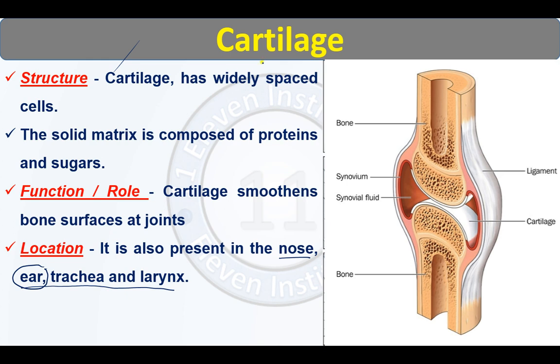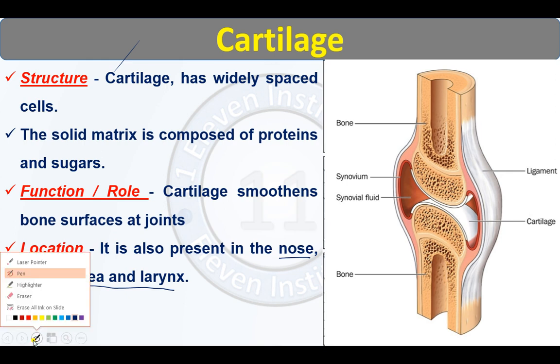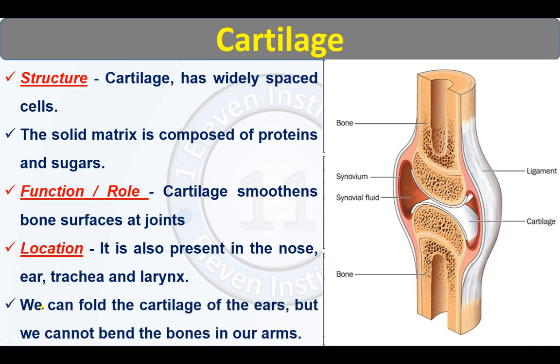Right, so that is the difference between cartilage and the bone. The cartilage is having some flexibility while the bones do not have any flexibility. Right, see it is written over here. We can fold the cartilage of ears, but we cannot bend the bones in our arms. Right, the bones cannot be bent while cartilage can be folded or it can be bent. So cartilages are flexible tissues. They will smoothen the joints at the surface of the bone. Right, this is very much important. I request you to please pause the video and write this information down about the cartilage. Please pause the video and write this down in your CW.